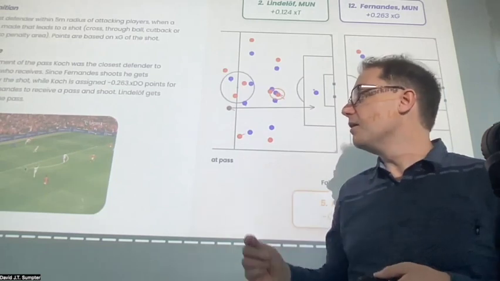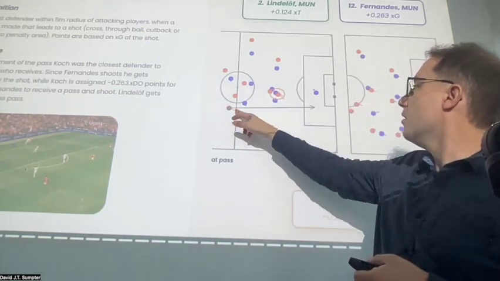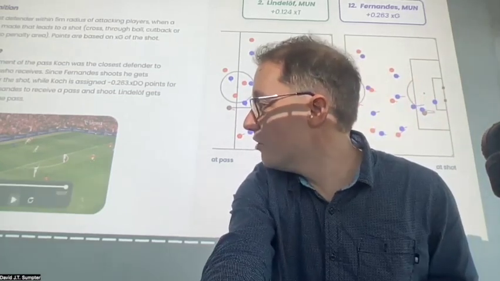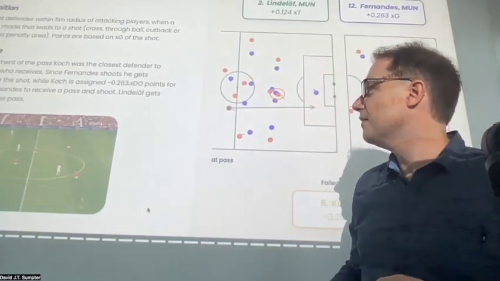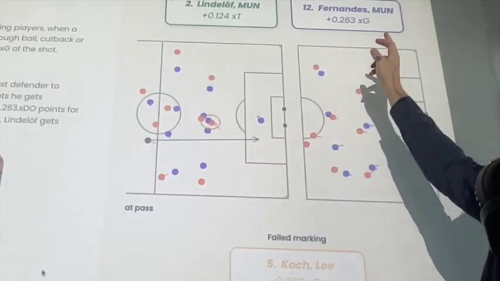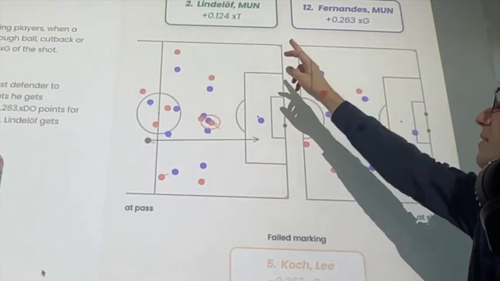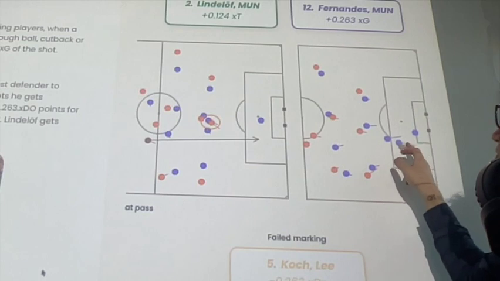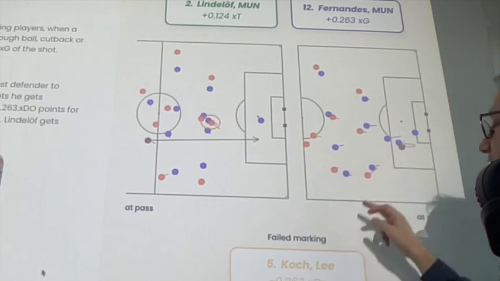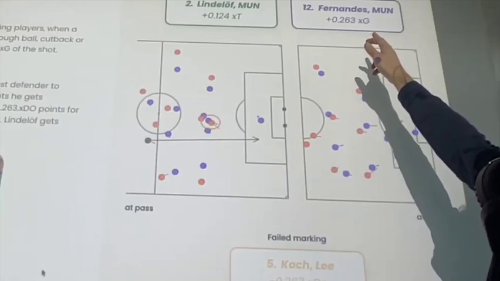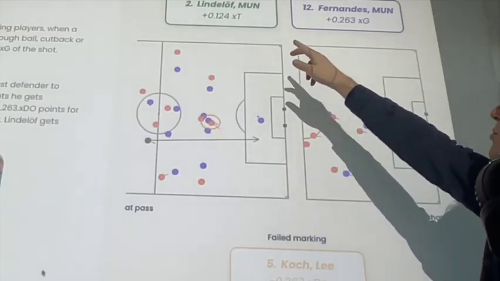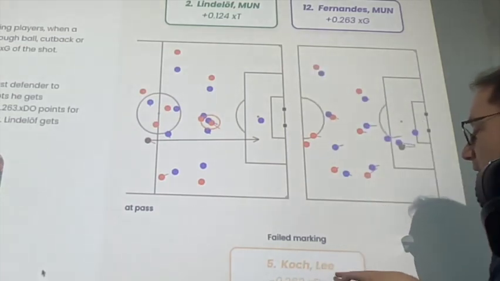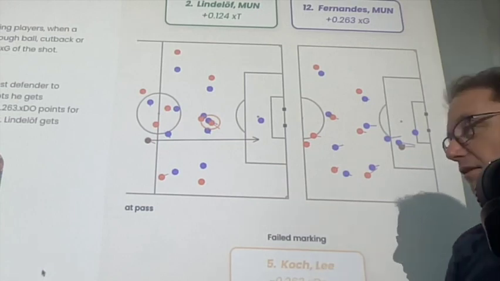And this is a failed marking example. So now we're going to look at a long distance pass, and we're going to look at the player who should have been marking the player who receives the pass. So the ball is passed into the box. Fernandez receives the ball. Lindelöf is the one who made the pass, but Koch is the person who failed to mark Fernandez and let the pass go by. And it's a very high expected goal chance for Fernandez, very high also expected threat pass by Lindelöf, and the failed marking then goes to Koch in this particular incident.